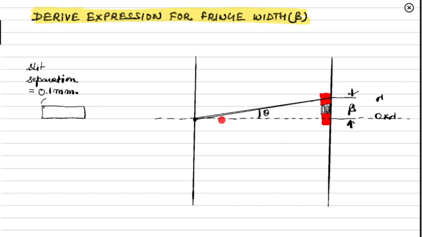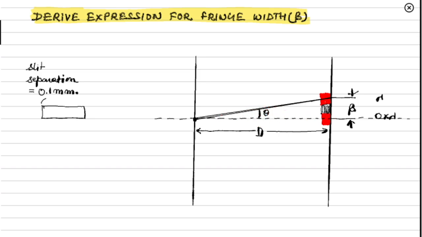And now we can see a right angle triangle, right? The perpendicular of the right angle triangle is this beta, and the base is this line. And guess what? This is D, capital letter D, the distance between the slit and the screen. So we have a triangle now, and let's say this angle is theta.